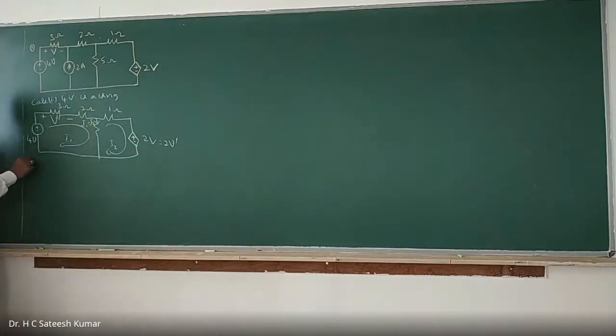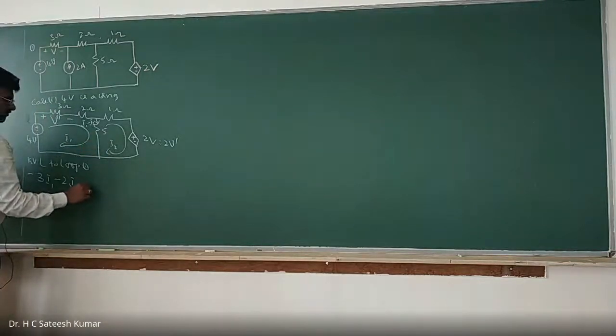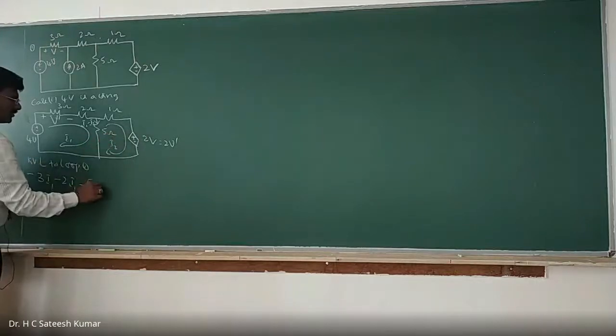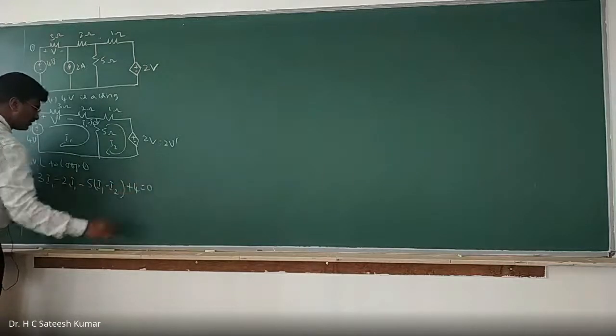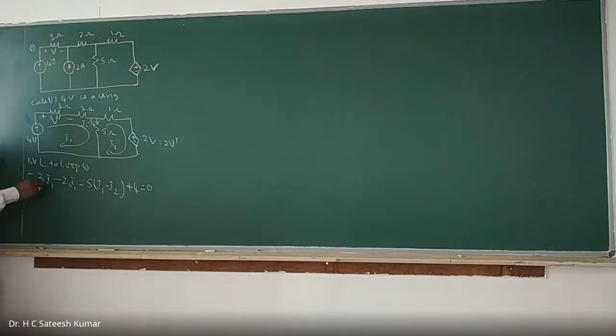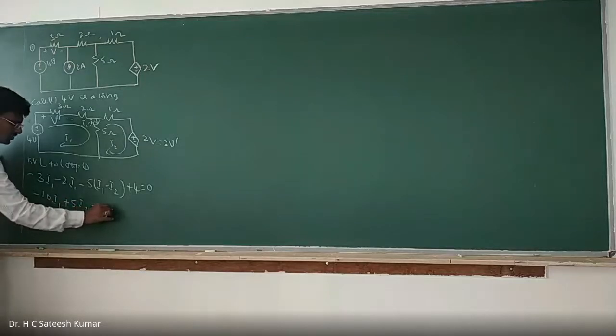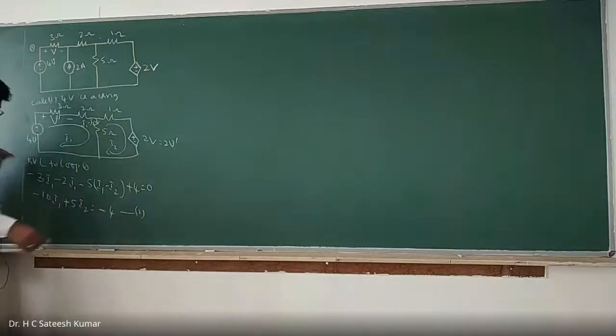KVL to loop 1. What do we have? Start from this point: minus 3 into I1, leaving the dependent source, only KVL, minus 2 into I1, minus 5 into I1 minus I2, plus 4 is equal to 0. That is nothing but minus 3 minus 2 minus 5, minus 10 I1 plus 5 I2 is equal to minus 4. Call this equation number 1.